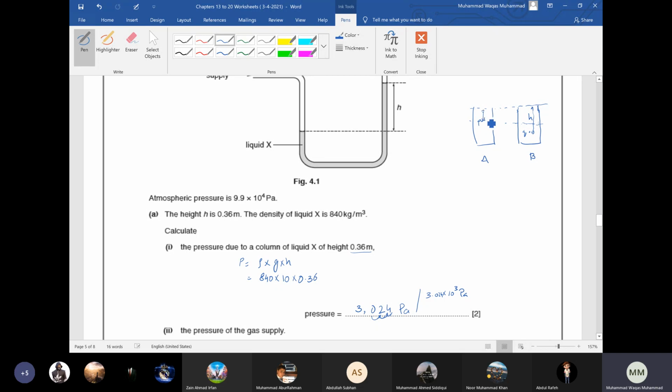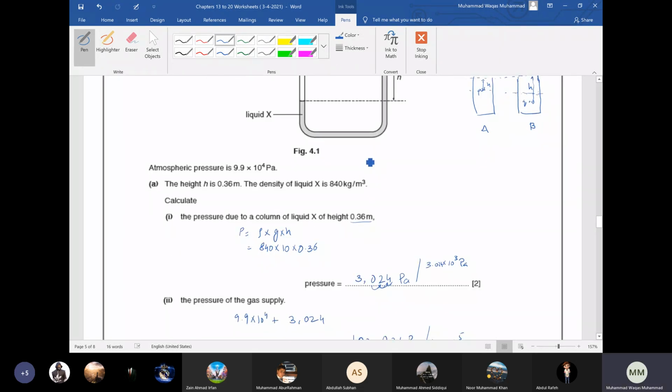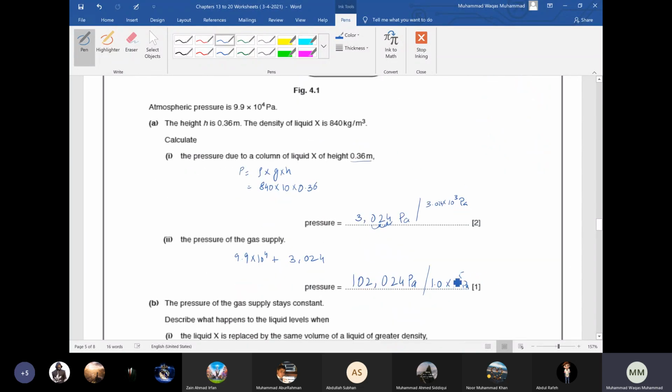So beta, if the liquid is more dense, then the same pressure would be caused by less height or depth. Getting my point to note? Yes. So beta, first of all, you should know that when we use a liquid which is more dense, then beta, the h will be smaller.